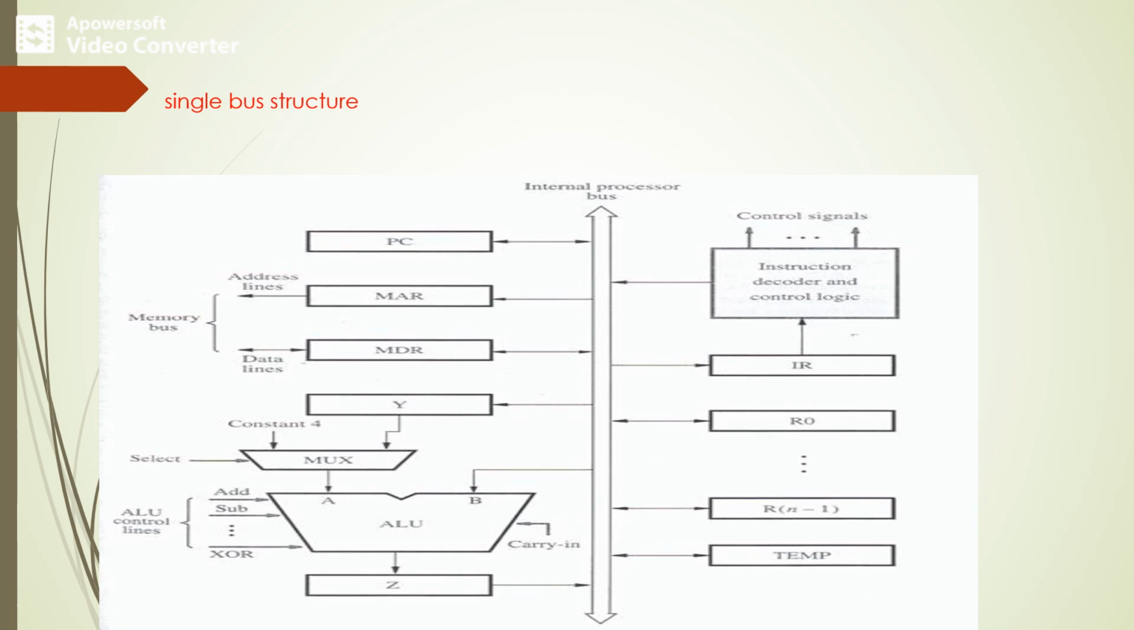The diagram shows a single bus structure. The bus is internal to the processor. The data and address lines of the external memory are connected to the internal processor bus via the memory data register and memory address register. The data may be loaded into the MDR either from the memory bus or from the internal processor bus.